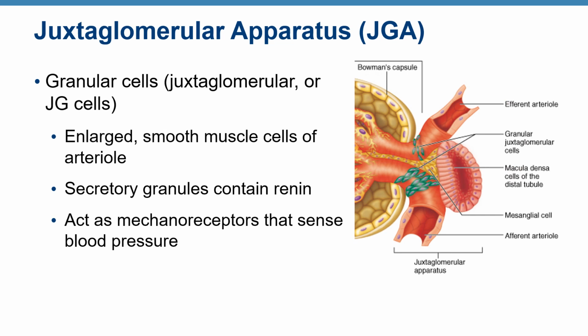Now, if we look at JGA in more detail, we would see that we have these cells shown here in a green color, right? Like this or this. And these are called granular cells. I like this name, granular cells, because it tells you they have granules, and when we have granules, it means we secrete something. So those granules contain renin. There is another name for these granular cells, juxtaglomerular or JG cells, and they are enlarged and modified smooth muscle cells of the arteriole. What they do is secrete renin, and they also act as mechanoreceptors that sense blood pressure, right? So granular cells are these modified smooth muscle cells on the afferent and sometimes efferent arteriole.